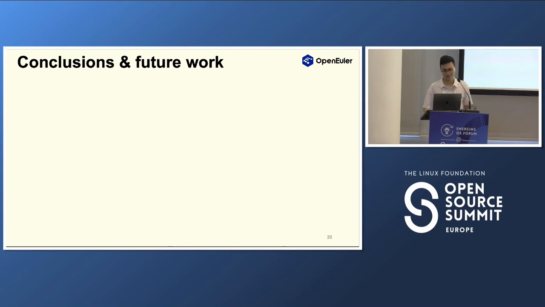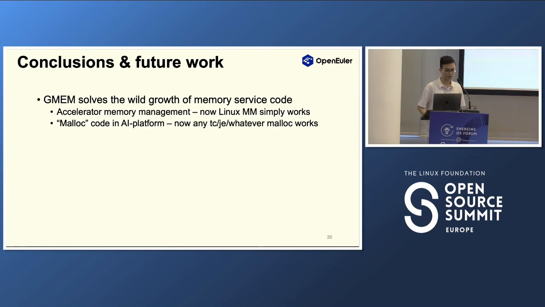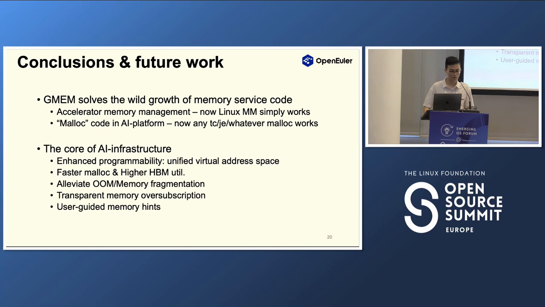So to conclude our talk, GMEM solves the wild growth of memory service code. This not only includes your accelerator memory management in your device drivers. At this time, the Linux MM simply works for your accelerator. And also, we prevent AI platforms from writing further malloc code. The malloc code in PyTorch and TensorFlow doesn't really work well. So you are free to choose whatever malloc code you want, like TCMalloc or JEMalloc. And GMEM will be the core of AI infrastructure that enhances programmability with a unified virtual address space, faster malloc speed, better memory fragmentation handling, and all the other performance improvement techniques.